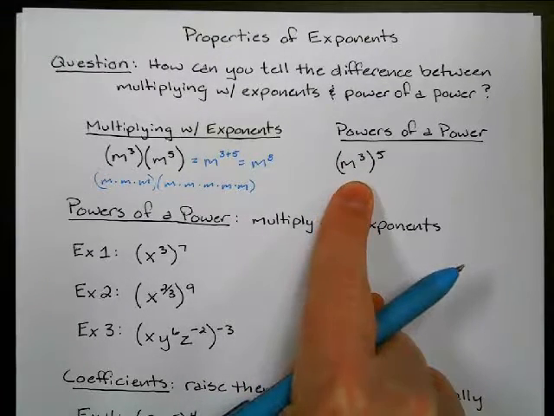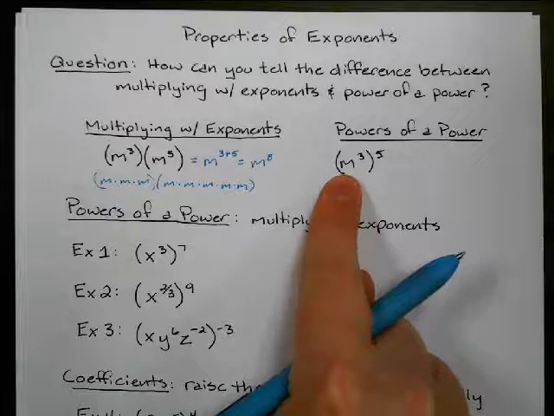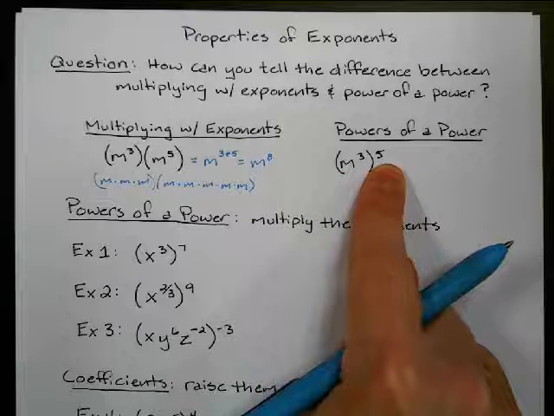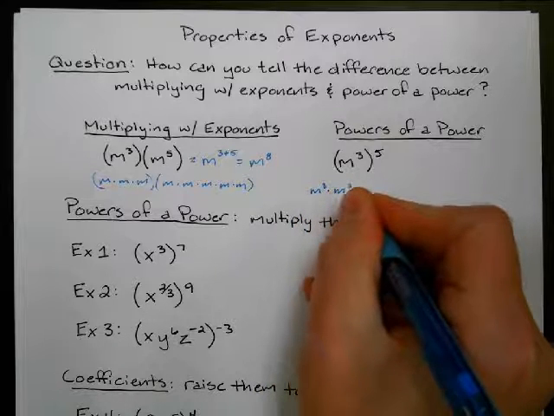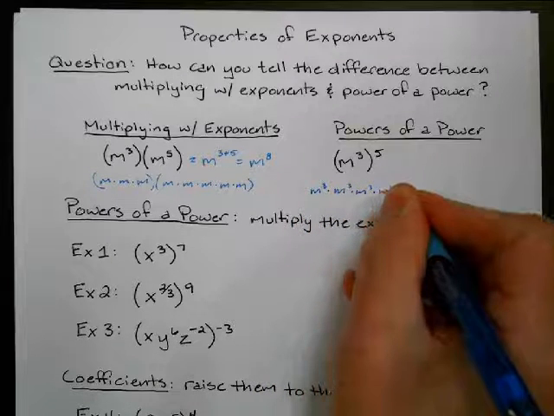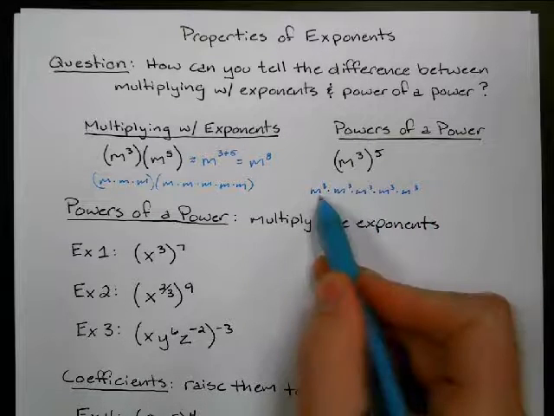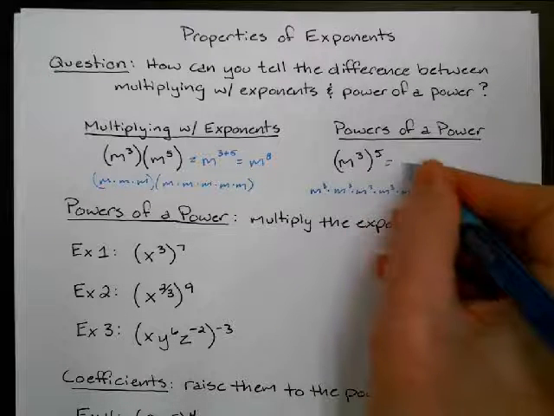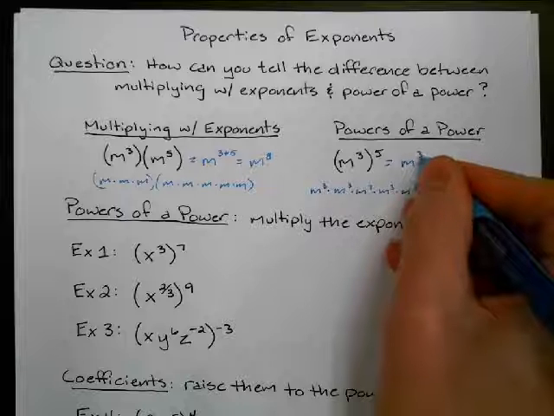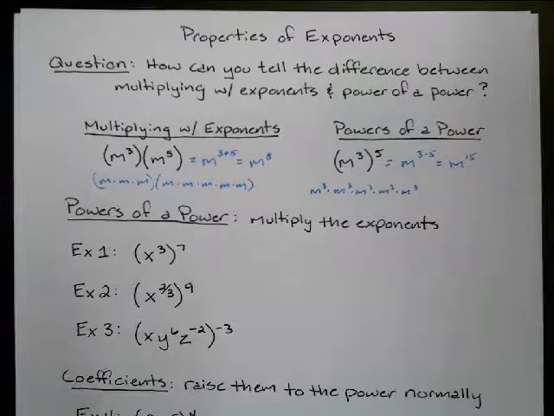This one is not m to the 8th power. And it's easier to see why it's not when we expand it. M to the third raised to the fifth, we call this a power of a power, means m to the third times m to the third times m to the third times m to the third times m to the third. So how many m's do I have here? Well, I've got 3, 6, 9, 12, 15. I've got a total of 15 m's here. So what's happening is I am multiplying the exponents, and I get m to the 15th power.